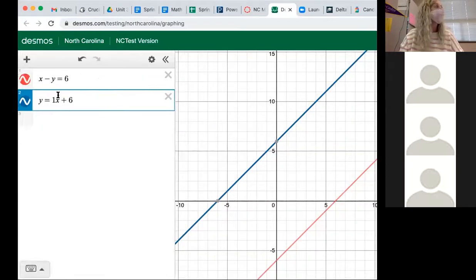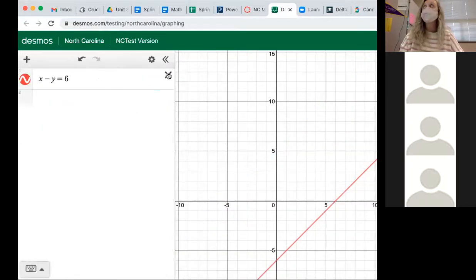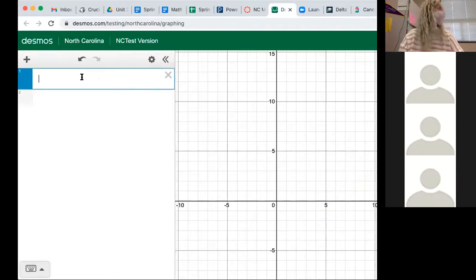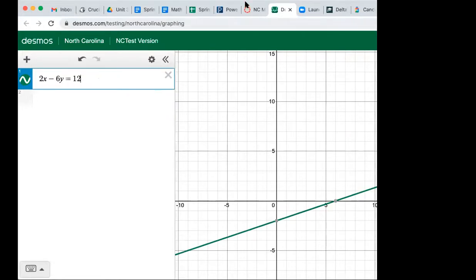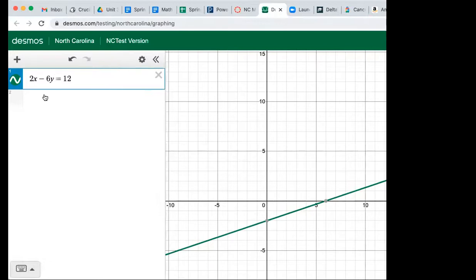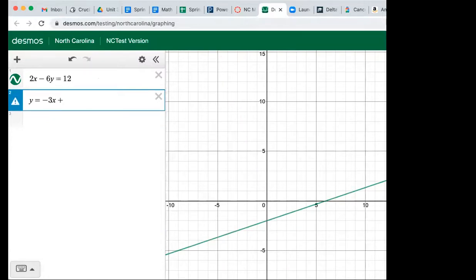In Desmos, when you're done with lines, you can just exit them. And you're going to start over. So what's the equation they gave us? Somebody call it out to me. 2x minus 6y equals 12. Okay. That's what they gave me. I'm going to minimize y'all and drag this over. What's the equation we got? -3x plus 14.